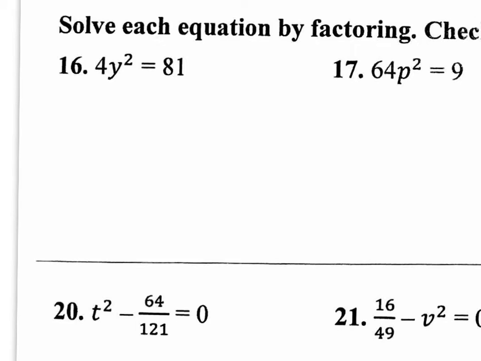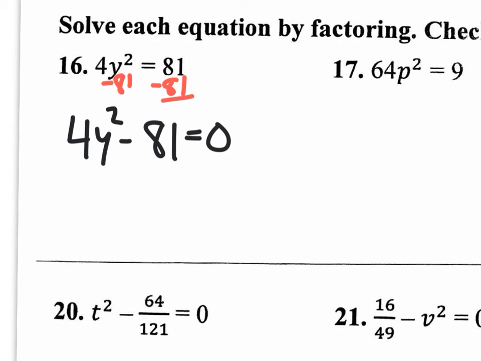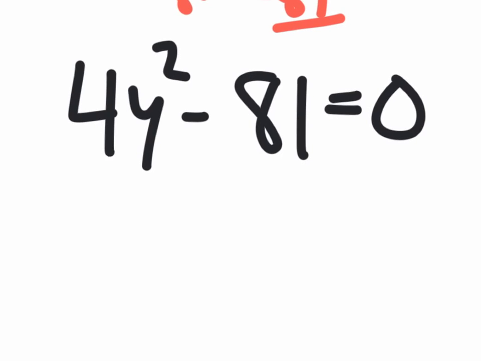So let's jump to the second part of this worksheet. Number 16 says solve each equation by factoring. Okay. Now factoring, that means that you want to get it equal to 0 first. Well, let's move the 81 over. You want it to be equal to 0 first, because then you'll be able to factor, split, and solve using the zero product property. Anyway, if you subtract 81 from both sides, you will have 4y squared minus 81 equals 0.